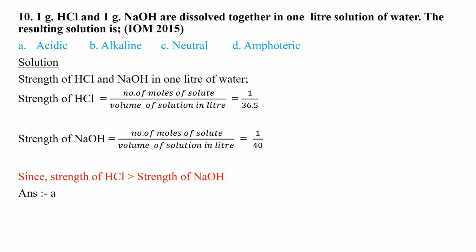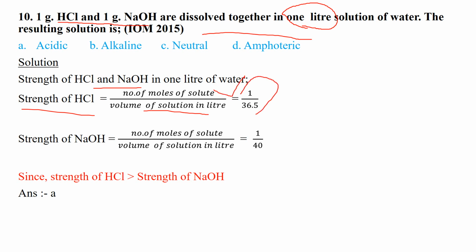Simple question. 1 gram HCl and 1 gram NaOH are dissolved together in 1 liter solution of water. Then the resulting solution will be? We have to calculate whether the resulting solution is acidic, alkaline, neutral, or amphoteric, right? First of all, calculate the strength. Strength means molarity or normality, but in this case, molarity will be calculated. So strength will be number of moles of solute divided by volume of solution in liters, right? So volume of solution will be 1 liter in both cases. We have to just calculate the number of moles.